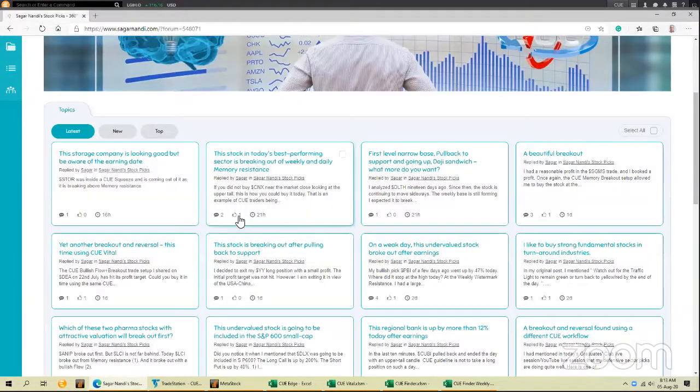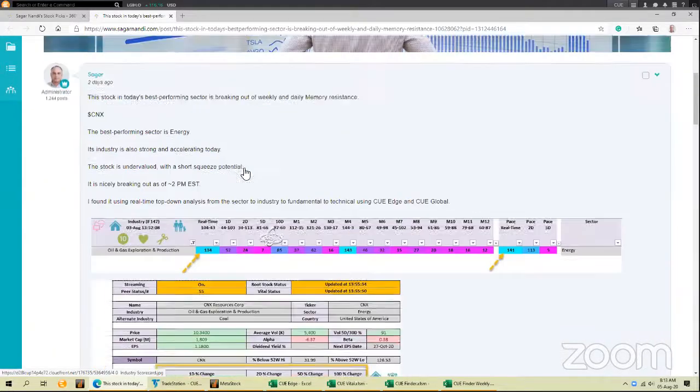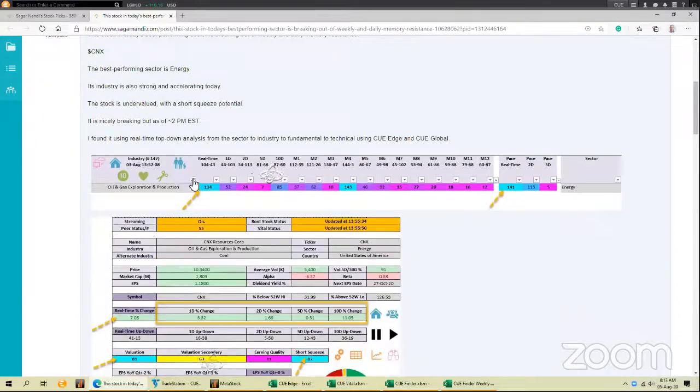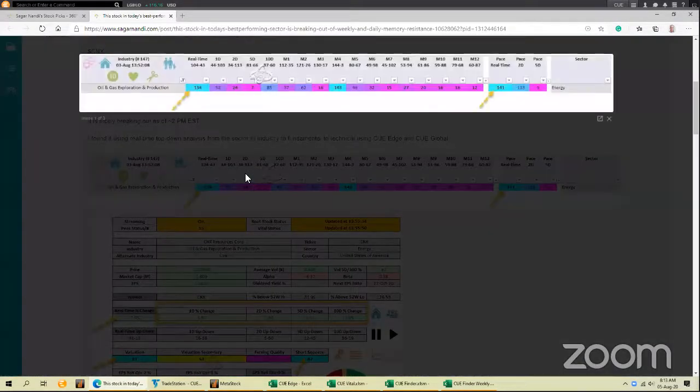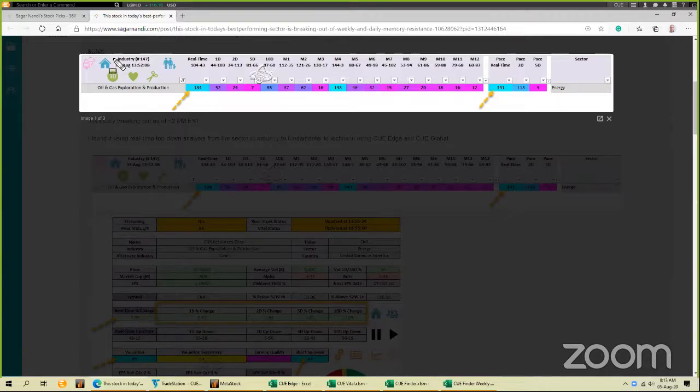Now let's look at another trade that I exited yesterday. That was a very well planned trade, I think very nicely taken. I shared CNX on August 3rd, 2 days ago. I always carry out the industry fundamental and technical analysis before choosing a stock and sharing it, or choosing a stock and trading it. Oil and gas exploration was very strong on that day. Which day? That was 3rd August around 1:50 p.m.